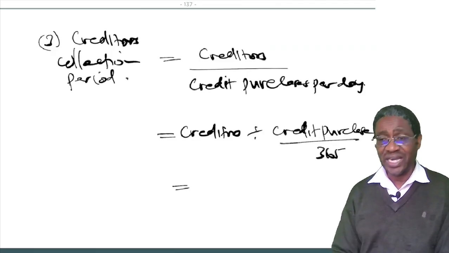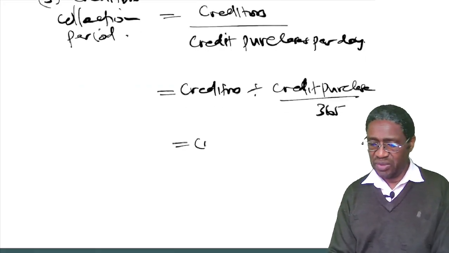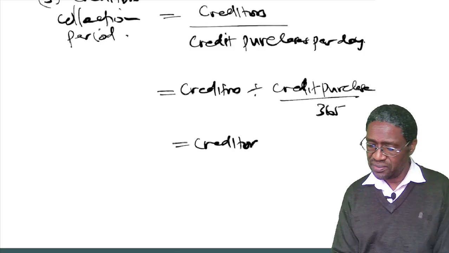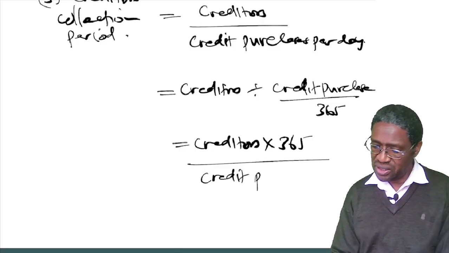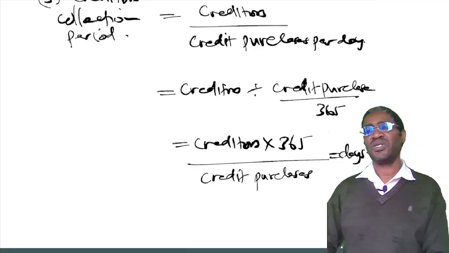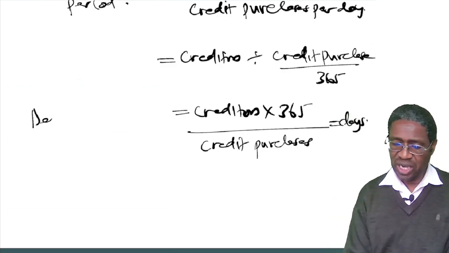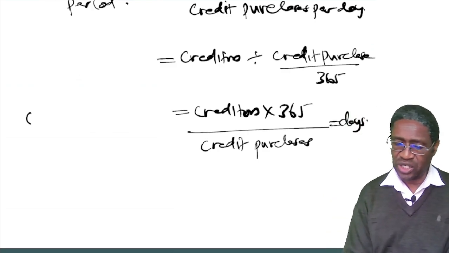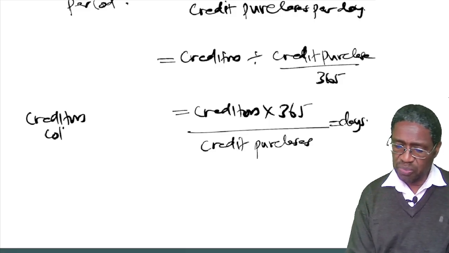This mathematically can be expressed as creditors times 365, divided by credit purchases. Again, the answer you get should be expressed in terms of days. That is what we do to determine what we are calling the creditors collection period.